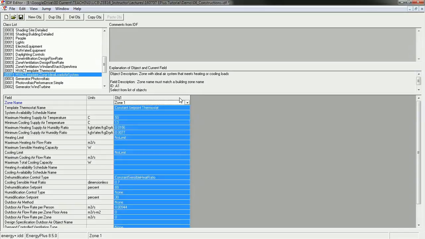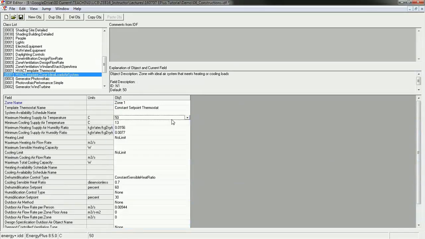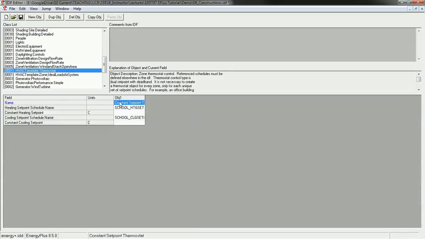So there's really nothing for you to change in this ideal loads air system. I'd just like you to know that it's there, but all of these should stay as default entries or parameters. And really, the thermostat is the only thing that I'd like you to change if necessary.